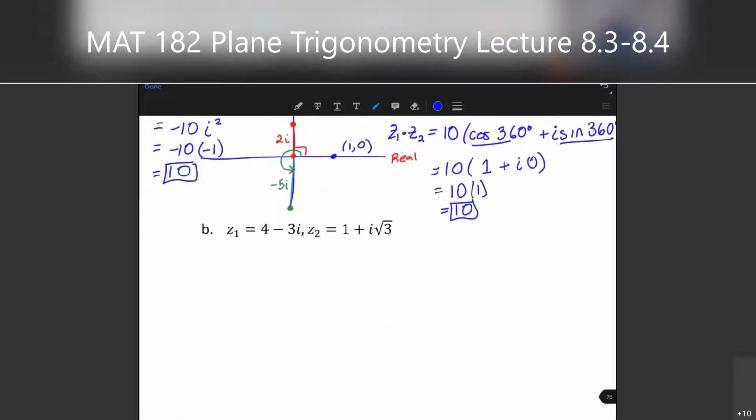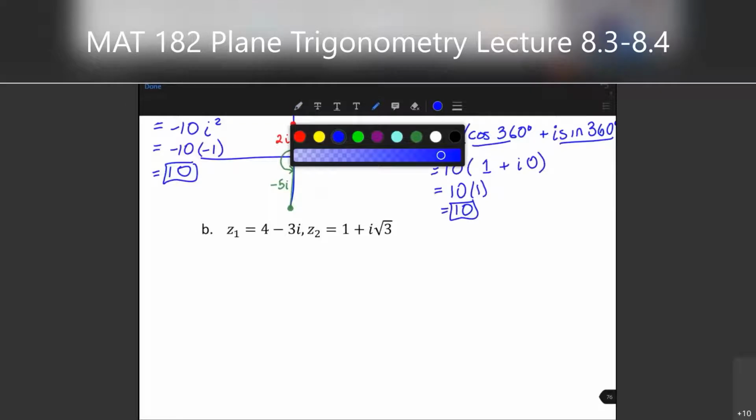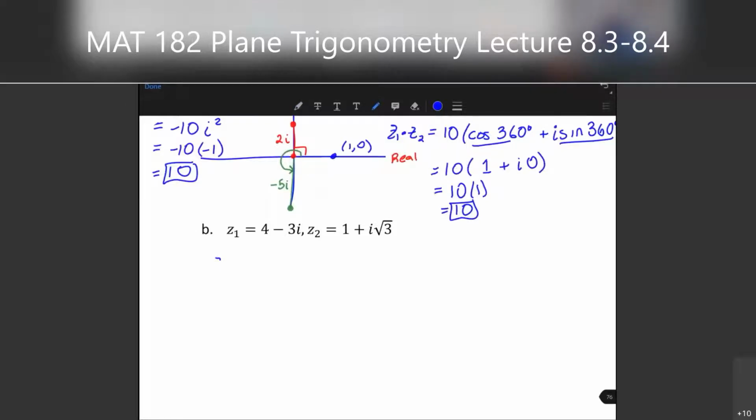So if I wanted to go and find z1 times z2, in this case, we really have some binomials, since we have an imaginary piece and a real piece for each of these. So let's just line them up. We have 4 minus 3i times z2, which is 1 plus i times the square root of 3.